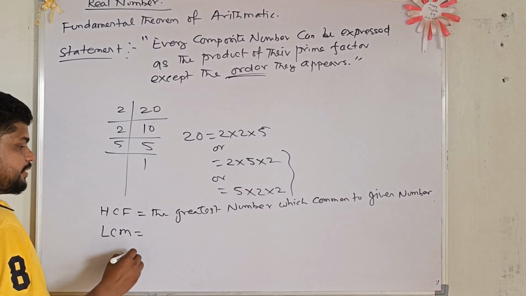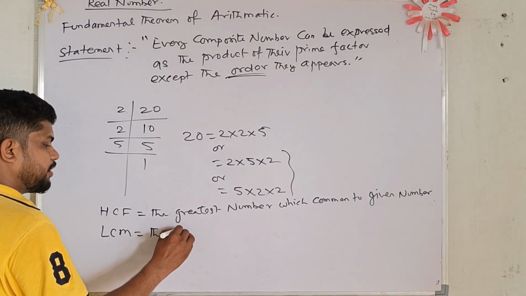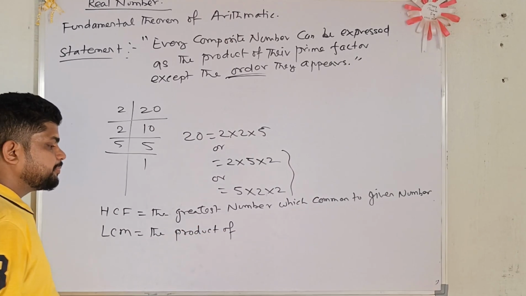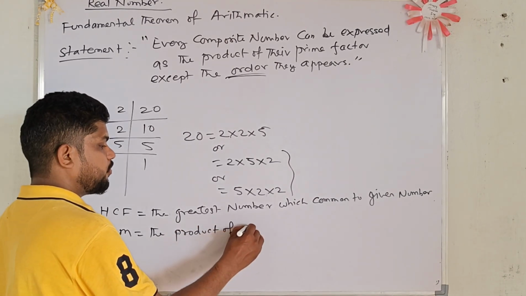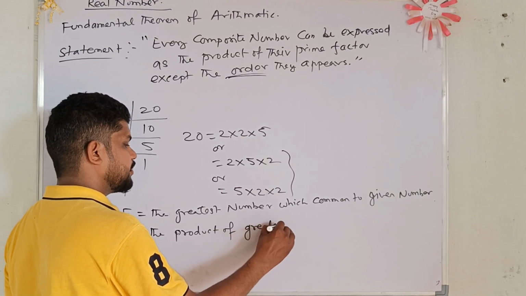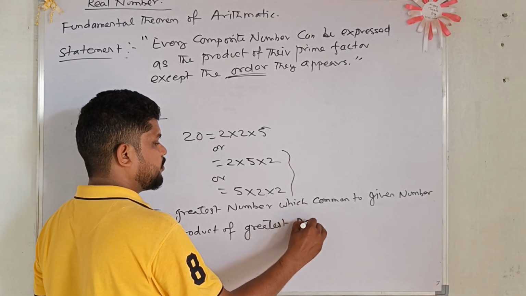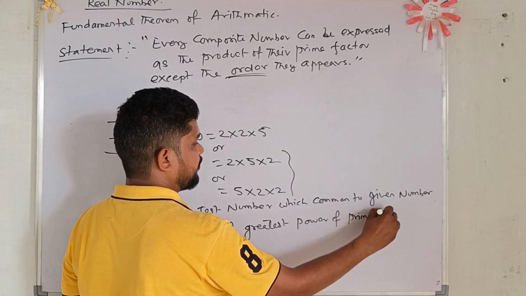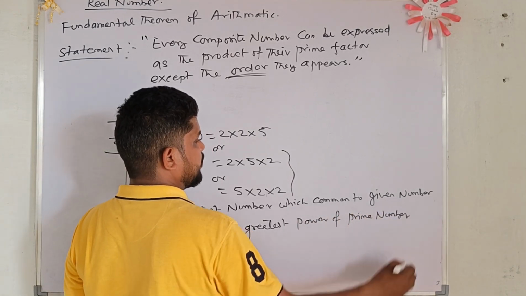What is the LCM? It is the product of the greatest power of each prime number.